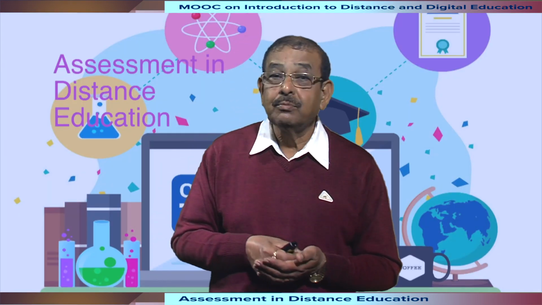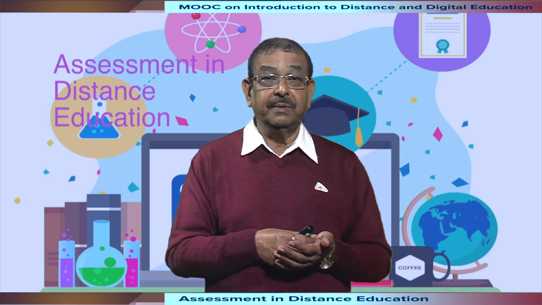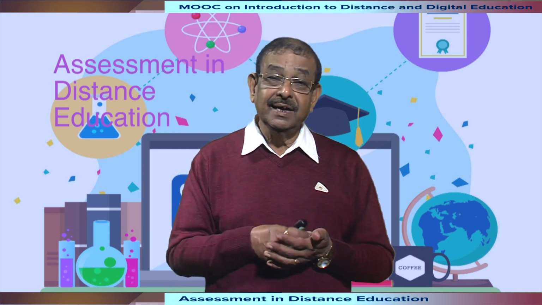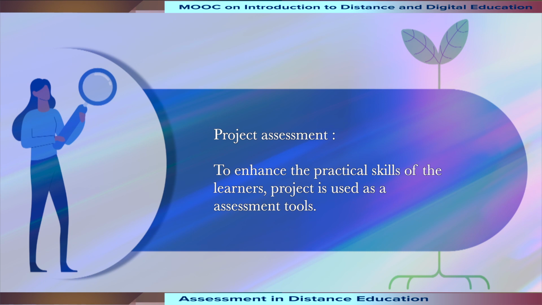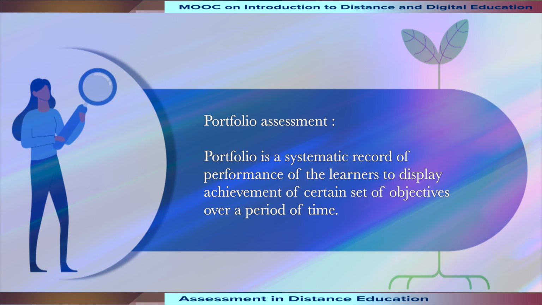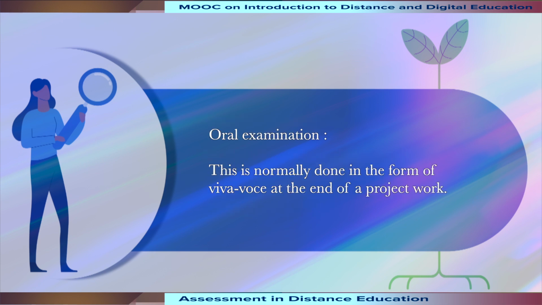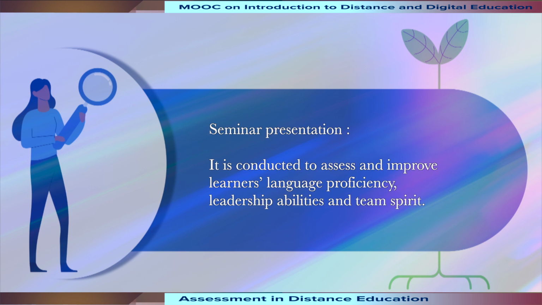And there could be some other forms of assessment also, in addition to formative assessment and summative assessment. It could be peer assessment, group assessment, used to assess the work done by students of equal status. Project assessment, in many programs, and NEP 2020 has made it almost mandatory. Portfolio assessment is a systematic record of performance of the learners to display achievement of a certain set of objectives over a period of time. Or it could be viva, oral examination. That is also an important aspect of evaluation. The students are asked to give a seminar presentation. Based on the presentation, the students are assessed.